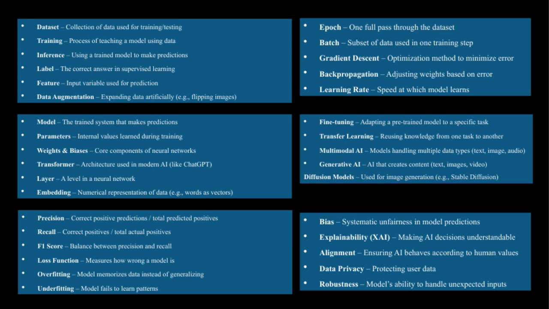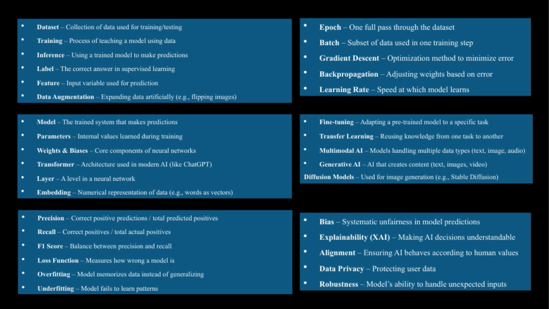Gradient descent is the method we use to minimize errors by adjusting the model's parameters, and backpropagation is how we propagate the error backwards through the network to update weights. The learning rate determines how quickly our model updates during training. If it's too high, training becomes unstable. If it's too low, learning is slow.